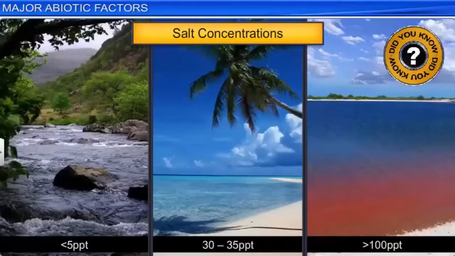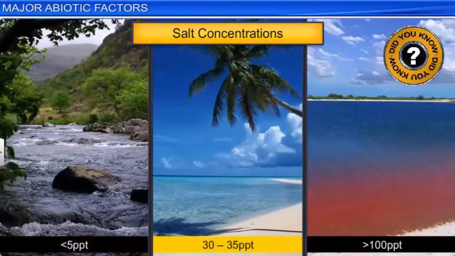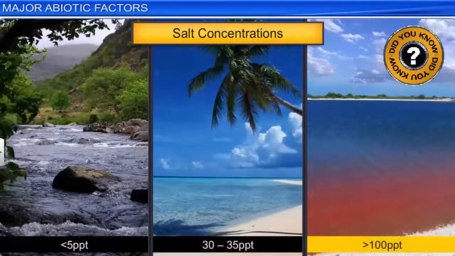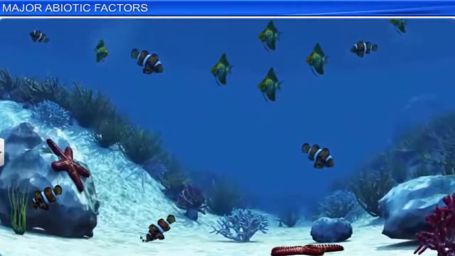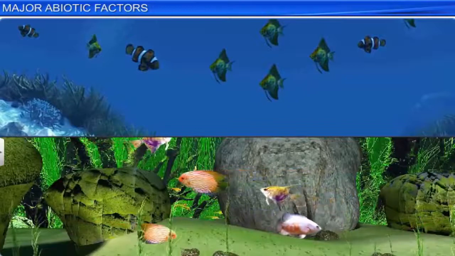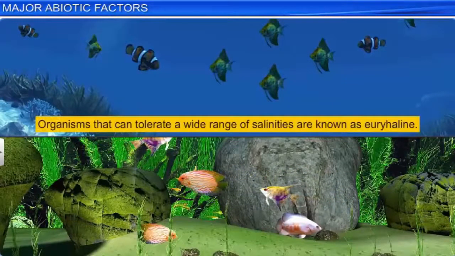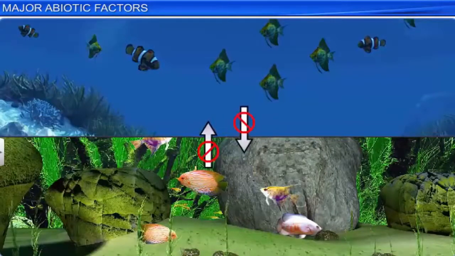Did you know that the concentration of salt in inland water is less than 5 ppt? In seawater, it is 30 to 35 ppt, while in hypersaline lagoons, it is more than 100 ppt. Some organisms tolerate a wide range of salinities, while others are restricted to a narrow range of salinities. Organisms that can tolerate a wide range of salinities are known as euryhaline, while organisms that can tolerate a narrow range of salinities are known as stenohaline. This also explains why many freshwater organisms cannot live in seawater for long, and vice versa, as they would face osmotic problems.